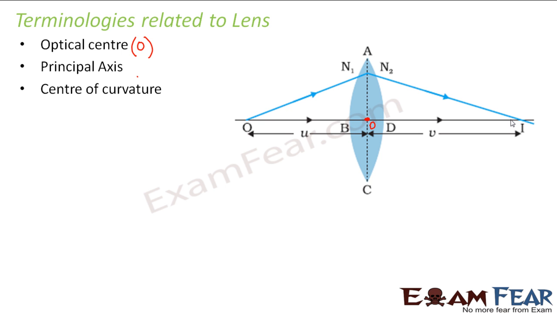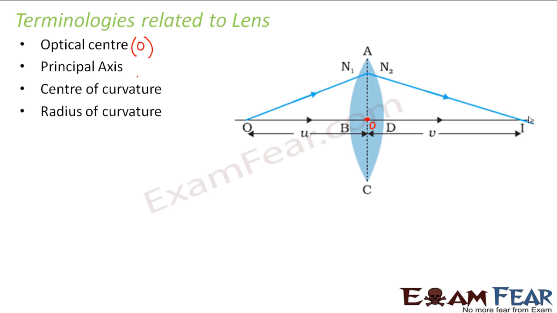Next is the center of curvature. Again the same thing. It is a part of a sphere, and the center of that sphere is known as the center of curvature. So this spherical surface will have one center of curvature. Again, this spherical surface will have another center of curvature. So there will be two centers of curvature involved here.